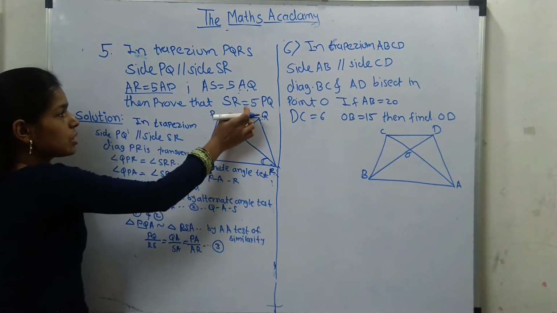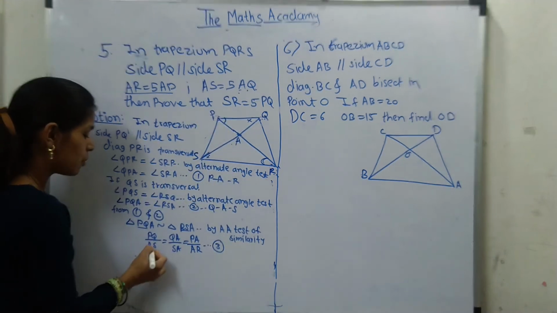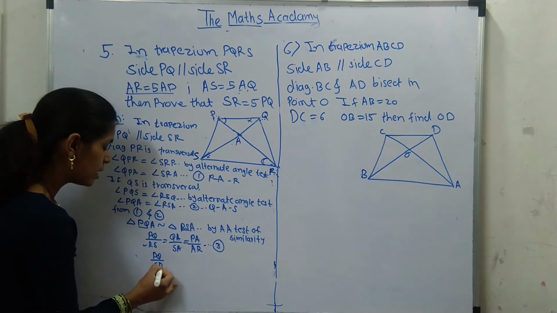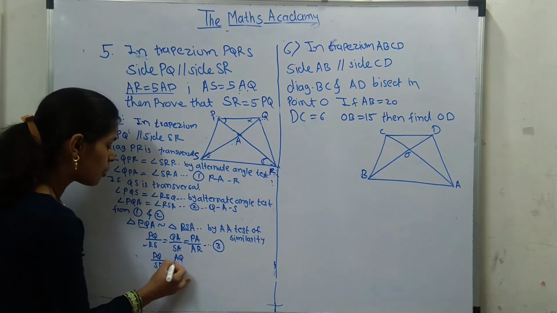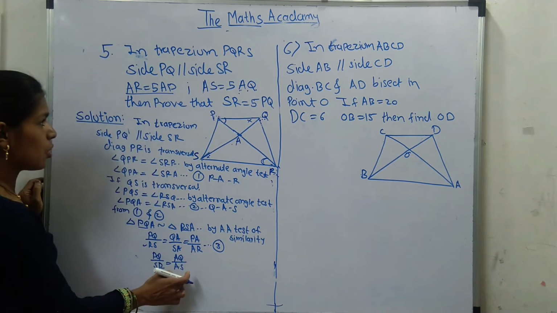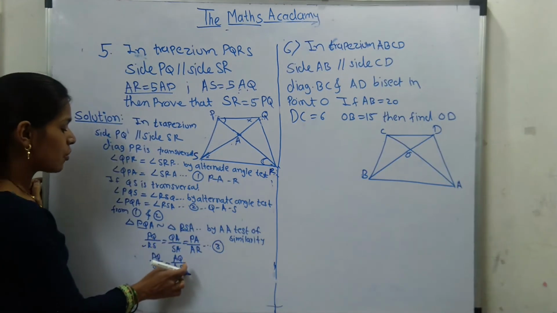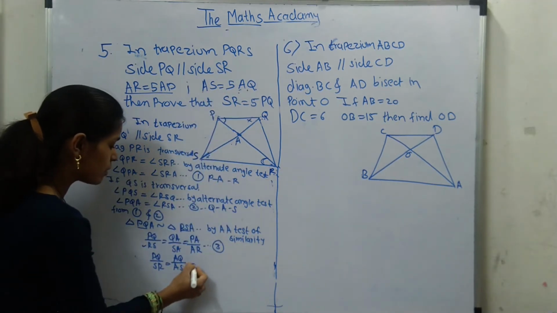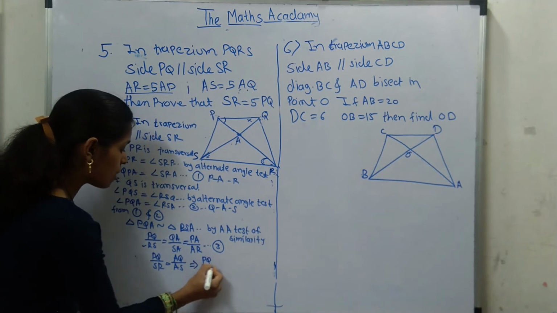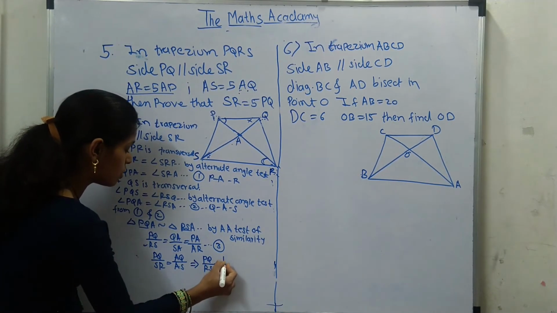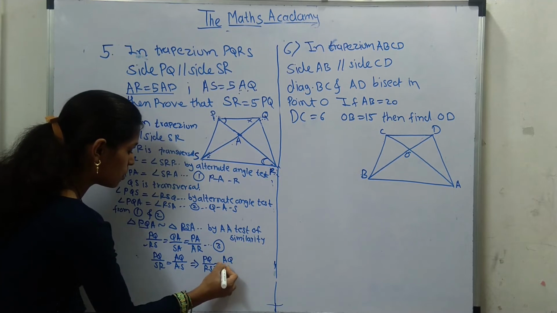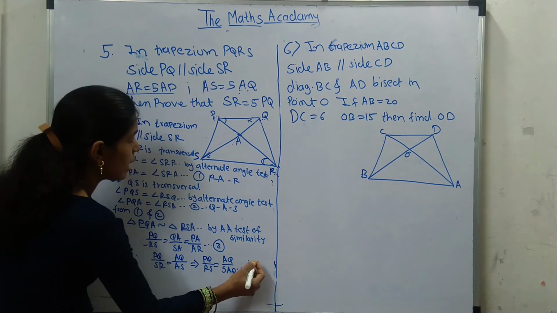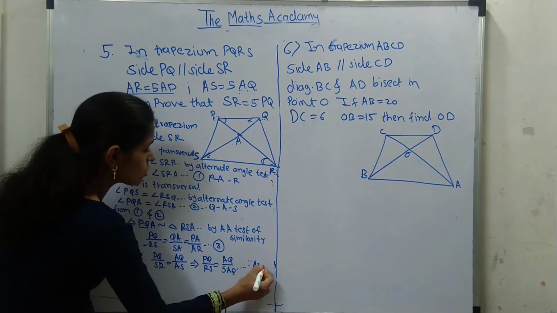We have to prove SR is equal to 5 times of PQ. So we will consider this ratio, PQ and SR is needed. So PQ upon SR is equal to AQ upon AS. Now in place of AS, replace AS is equal to 5 times of AQ. So this will imply that PQ upon RS is equal to AQ upon 5 times of AQ, since AS is equal to 5 times of AQ.